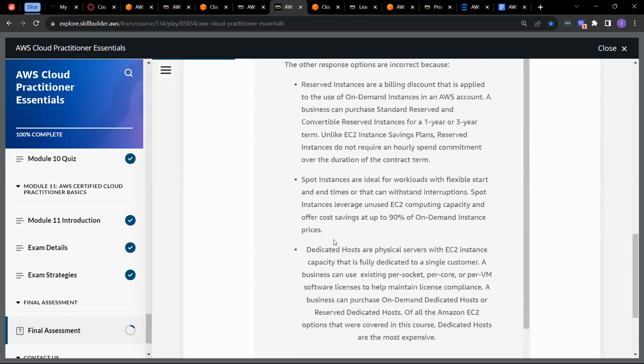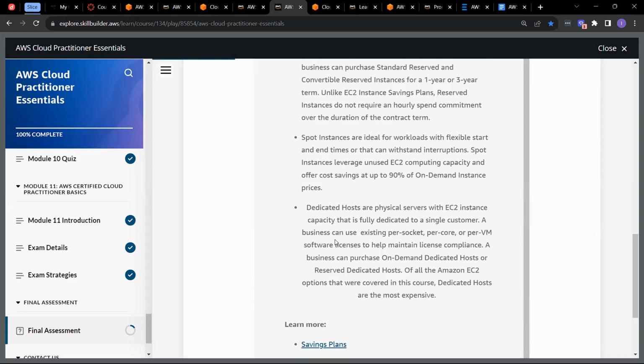You see, spot instances are ideal for workloads with flexible start and end times, or that can withstand interruptions. But Arokan, you were saying dedicated, right? Dedicated hosts are physical servers with EC2 instance capacity that is fully dedicated to a single customer. The single customer, the keywords if you look for the question inside.